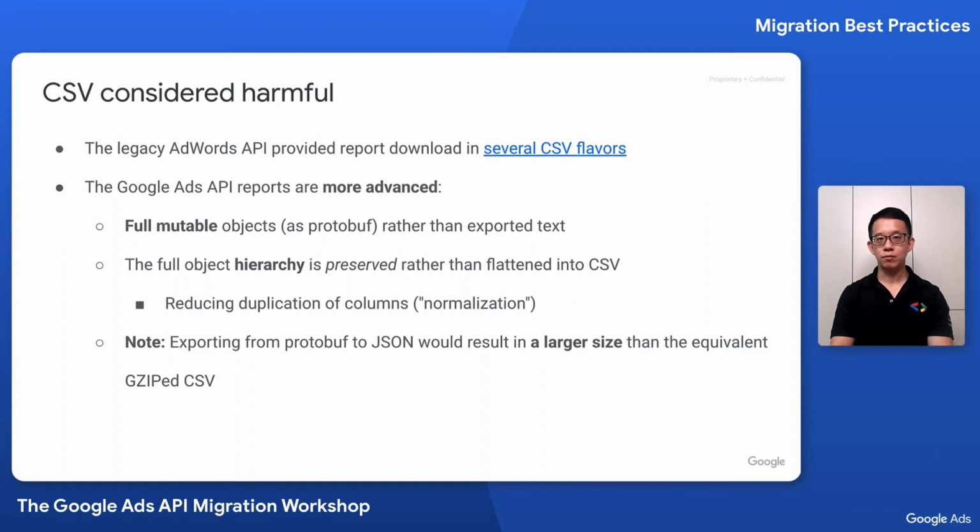However, note that exporting from protobuf to JSON would result in a larger size than the equivalent gzip CSV, so please export only the properties that you really want. And that's all for efficient data retrieval.